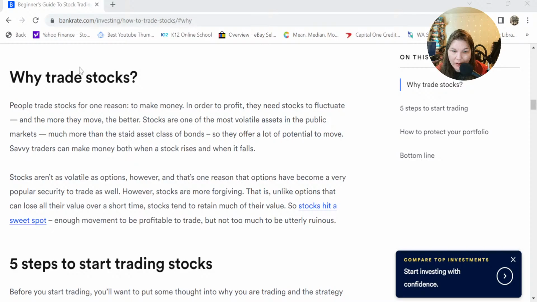So why trade stocks? People trade stocks for one reason, guys, to make money. In order to profit, they need stocks to fluctuate. That means the more they move, the better. Stocks got to go up and down, guys. Don't get afraid. People get afraid. Oh, the stocks went down. And then they don't want to invest anymore. Well, that's kind of how you make money, guys. It's when it moves. So stocks are one of the most volatile assets in the public market, much more than the staid asset class of bonds.